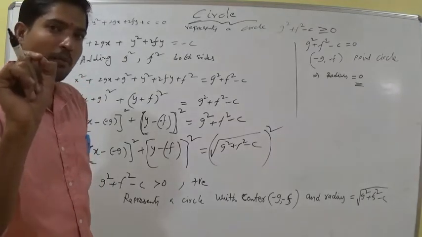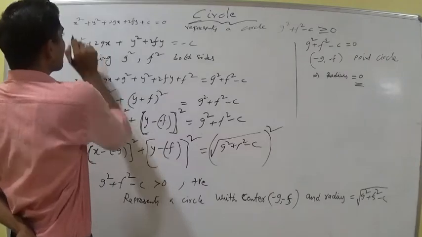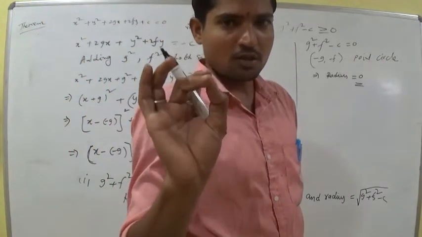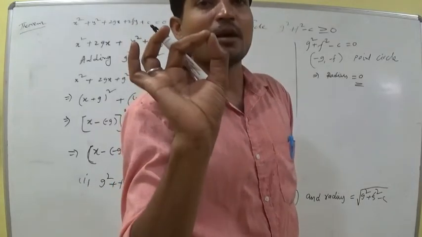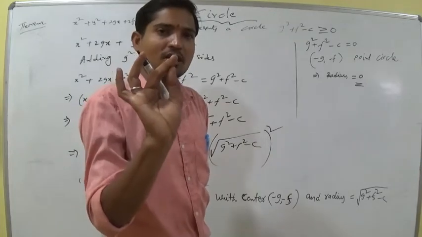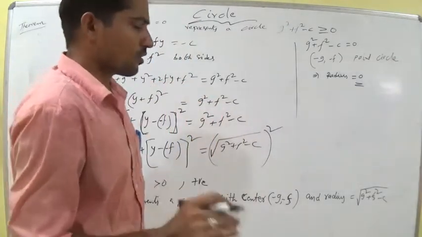So try to remember this. Suppose S is equal to x square plus y square plus 2gx plus 2fy plus c is equal to 0, then the center is (minus g, minus f) and the radius is the square root of g square plus f square minus c. Right? Next one.